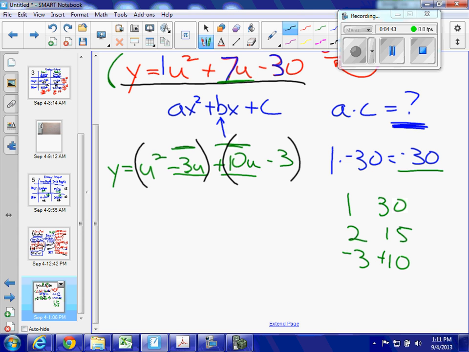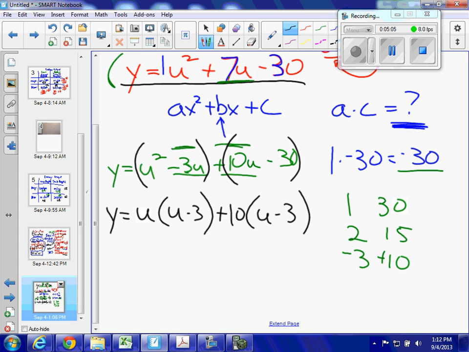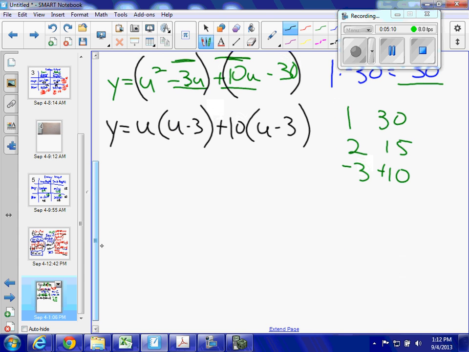So that gives me, on this one here, y equals u times u minus 3 plus, that's 30, sorry, I'm sorry for messing this up here, 10 times u minus 3. That's looking kind of nice because I have that u minus 3 in both these pieces. So I'm going to change that to u minus 3 times u plus 10. And that's equal to my y.